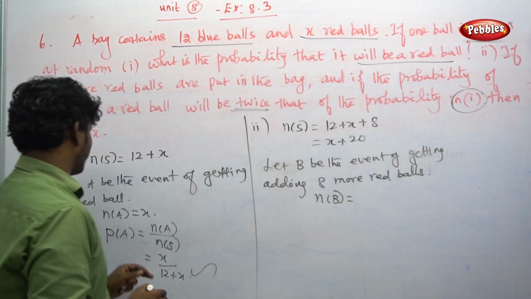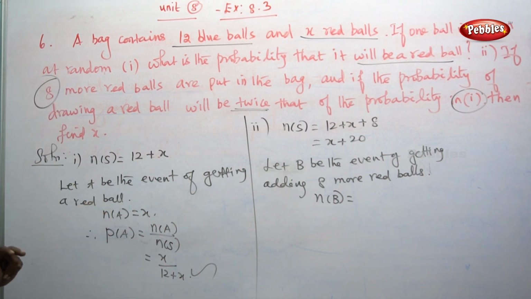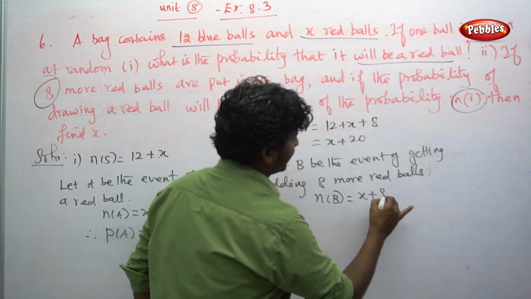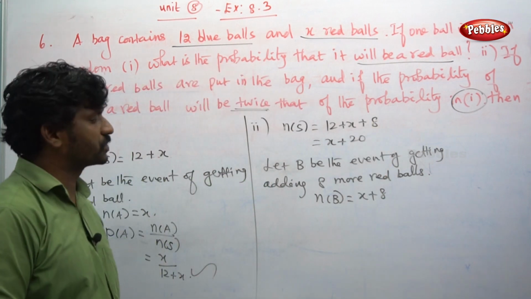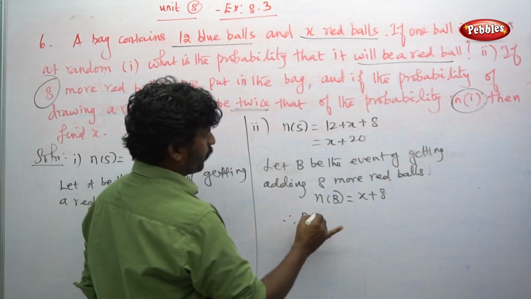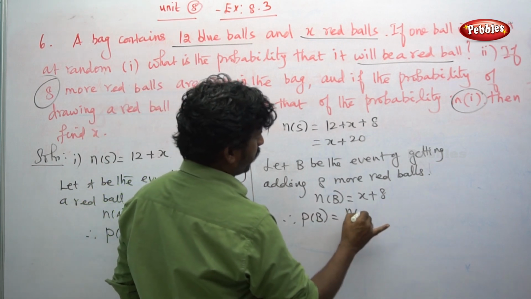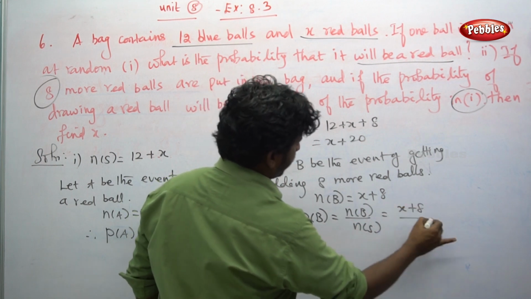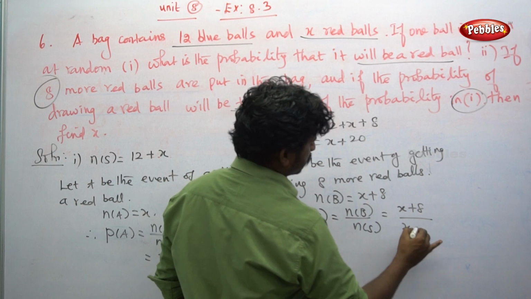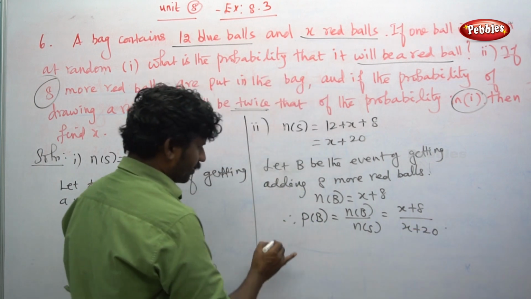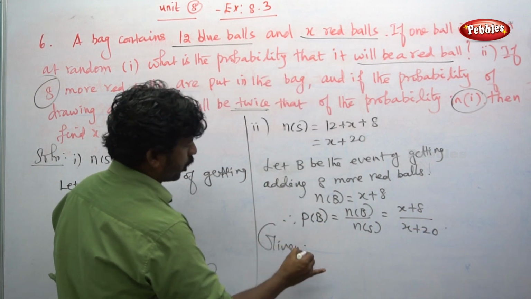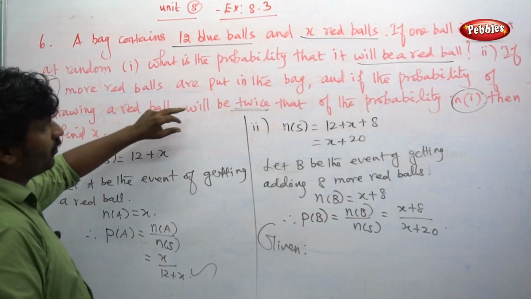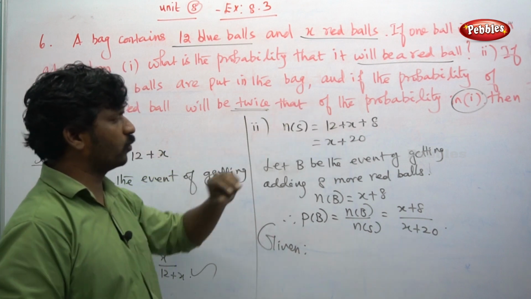I said x for red balls in the first event, but here we are adding 8 balls, right? So what will it become? It becomes x plus 8. Am I right? x plus 8. Now the P of B is equal to the n of B by the n of S, which means x plus 8. How much is n of S here? x plus 20. So write the given here, because we need to know the probability of B too. So what is given here? The drawing a red ball will be twice that the probability in 1.